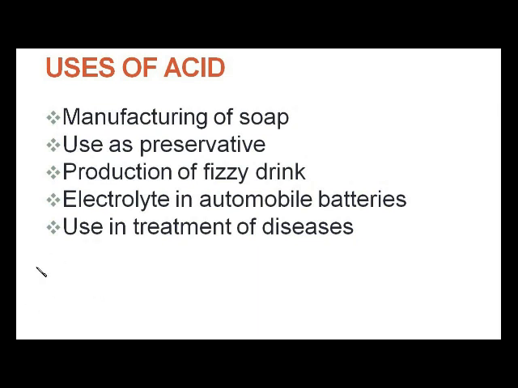What are the various uses of acid? Acid can be used in the manufacturing of soap, a process known as saponification. Fatty acids, particularly, are used in the manufacturing of soap. Another use of acid is that acids are used as preservatives. For instance, boric acid and acetic acid are used as preservatives. Citric acid and also carbonic acid are used in the production of fizzy drinks.